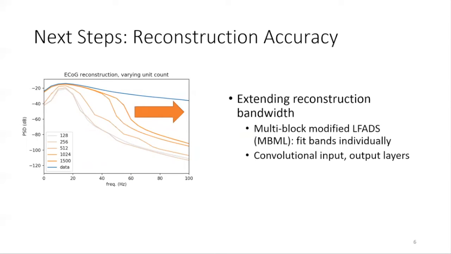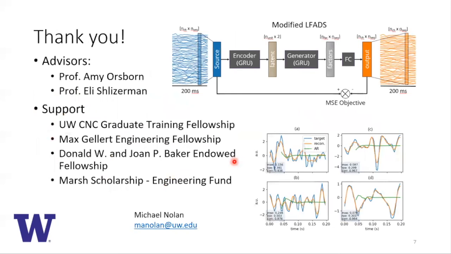Two considered approaches are, one, the use of multiple parallel modified LFADS cells on band-limited filtrations of target ECOG sequences, and two, augmenting the model with input and output convolutional cells.